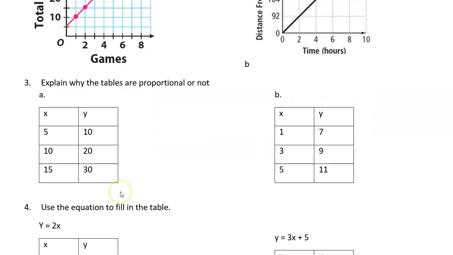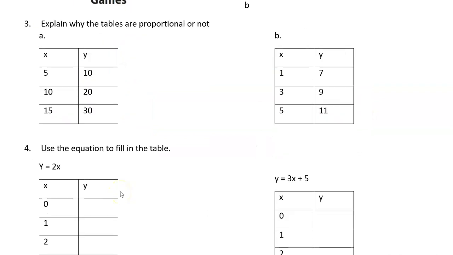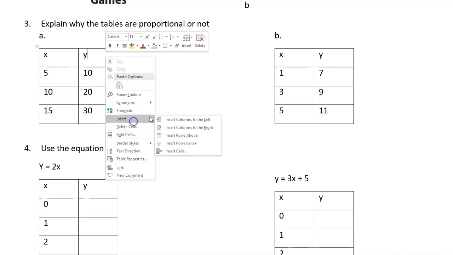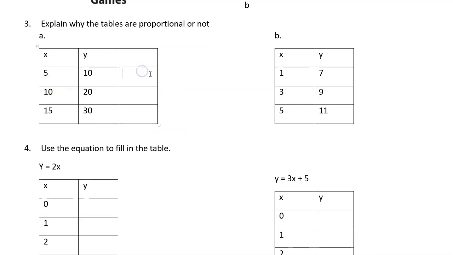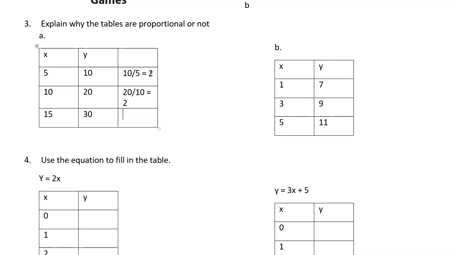Okay, explain why the tables are proportional or not. On this one, it's a little harder. You can divide every number, y divided by x. So I'm going to just add another column, and let's say 10 divided by 5 is 2. 20 divided by 10 is 2. 30 divided by 15 is 2. Hey, look, they're all 2. Therefore, yes, it is proportional.